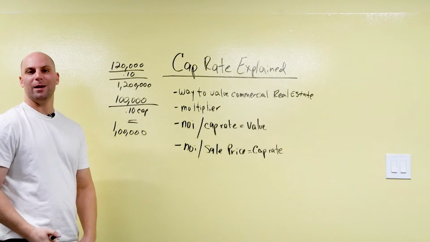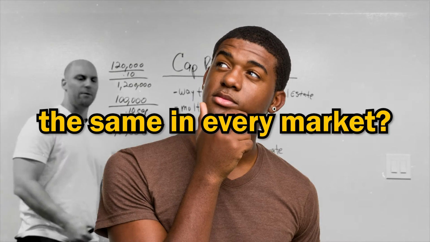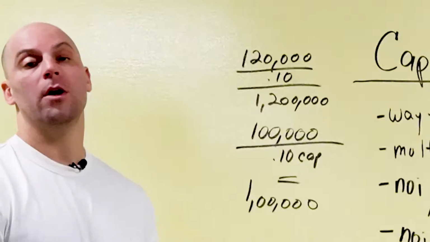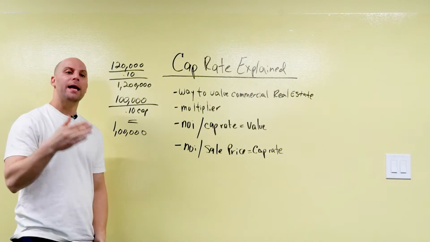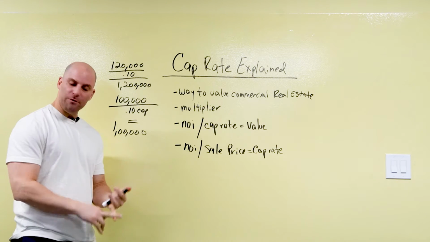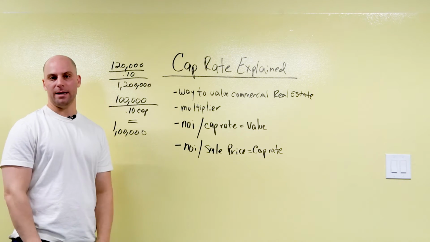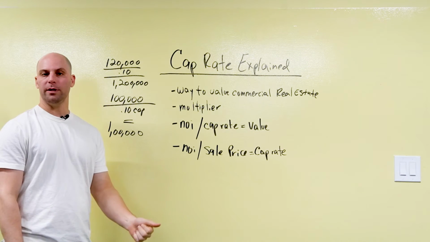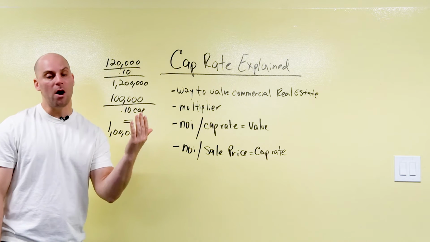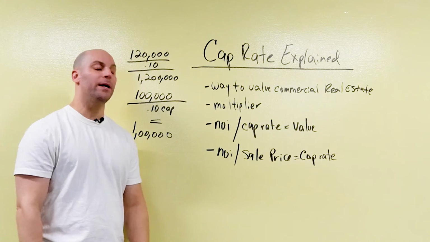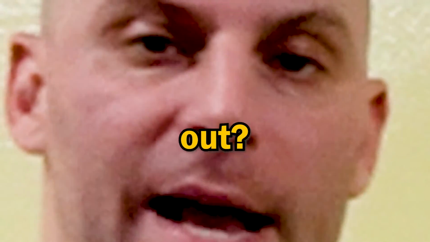A lot of you are probably thinking, well, how do I find out what the cap rate is? And is the cap rate the same in every market? Is it the same in every asset class? No. So, a few different ways to figure out what the cap rate is. Cap rates are different in every single market, every single micro market, and every single asset class. So the cap rate on industrial is not the same as the cap rate on multifamily, which is not the same as the cap rate on retail, which is not the same cap rate as on self-storage. They are all totally different. How do you find out? A number of different ways.